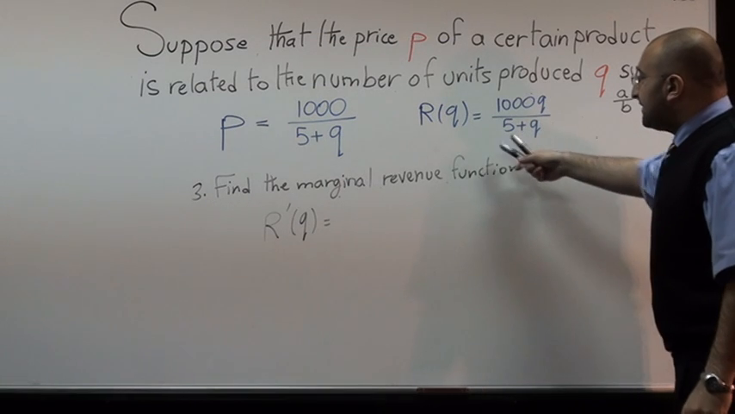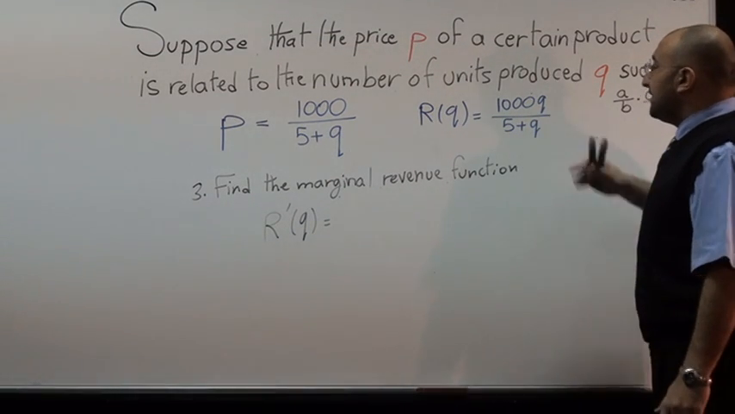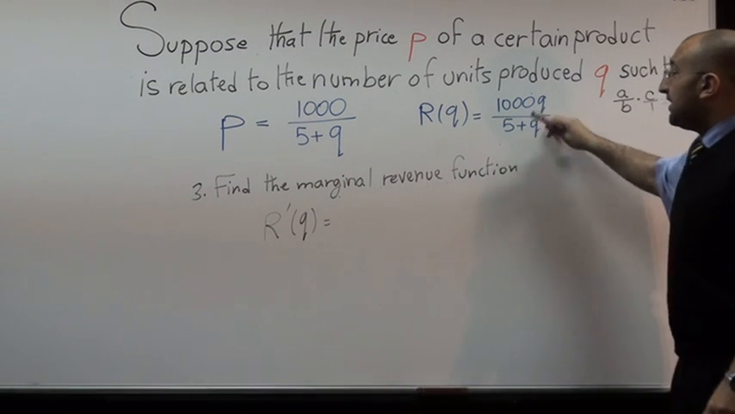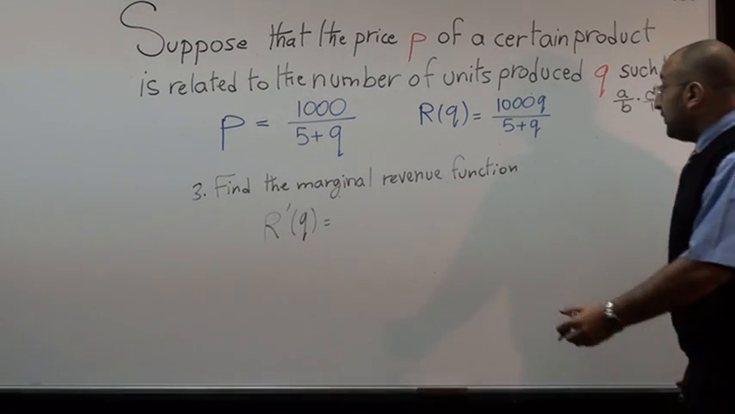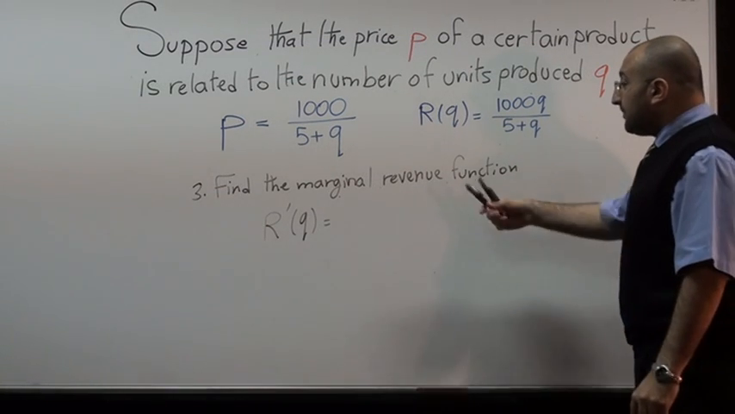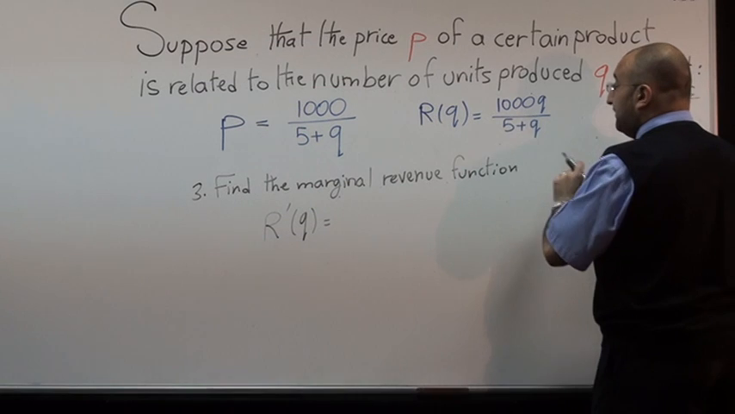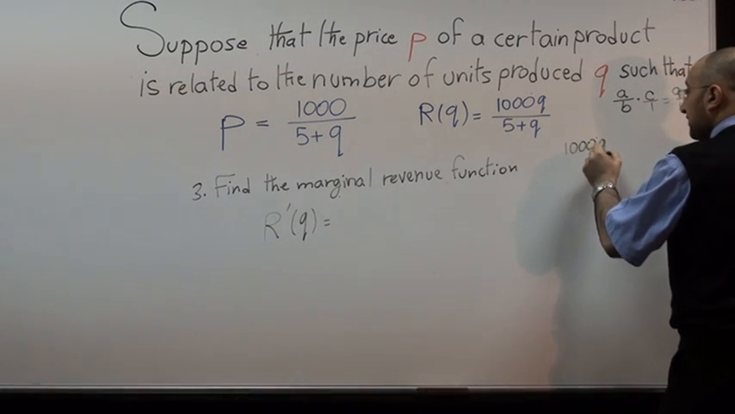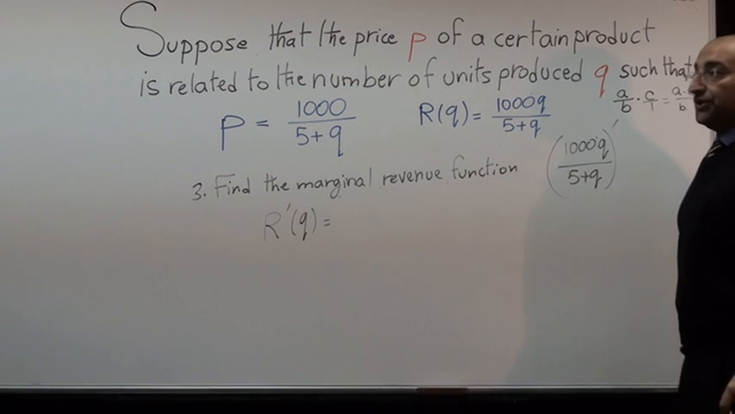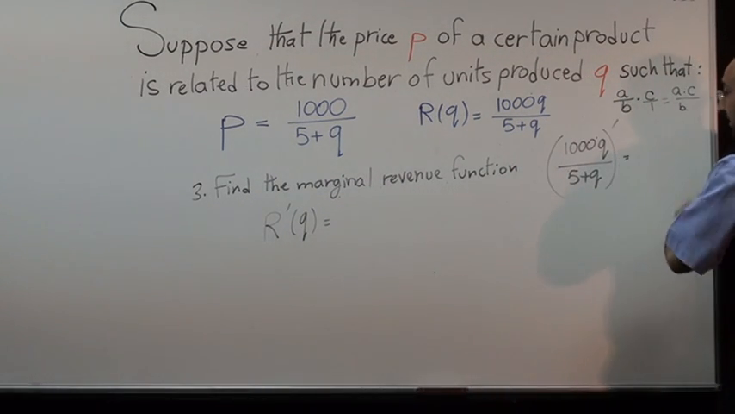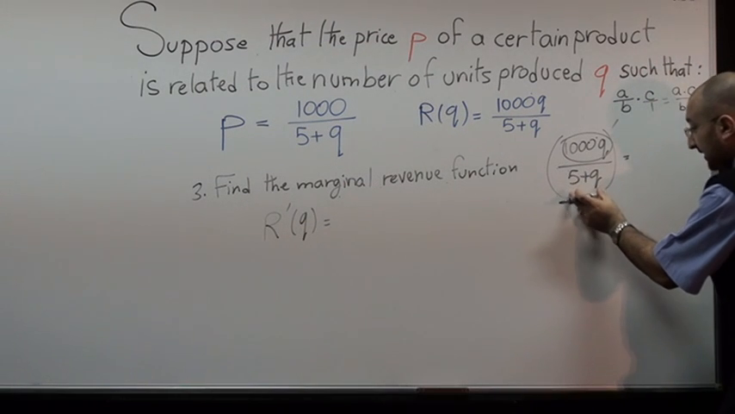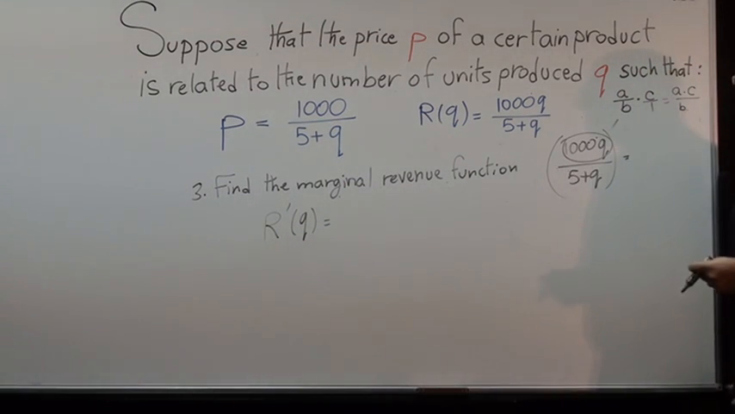And now we go back to the expression of R of Q, and all you have to do is to derive this expression. But before you do that, think about it this way. What kind of a rule do I need to use to derive this function? Of course, this is a quotient, and therefore the quotient rule applies over here. And so R prime of Q is going to be the derivative of the 1000 Q over 5 plus Q. And I want to derive all of this quantity using the quotient rule, which states that this is the derivative of the numerator multiplied by the denominator minus the derivative of the denominator multiplied by the numerator over the denominator squared.